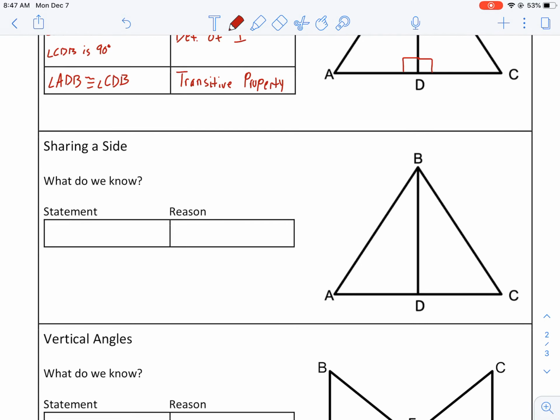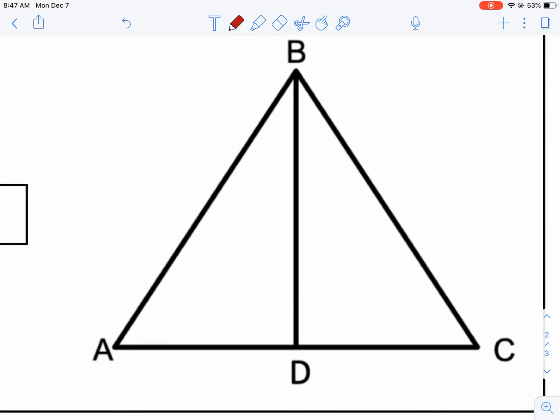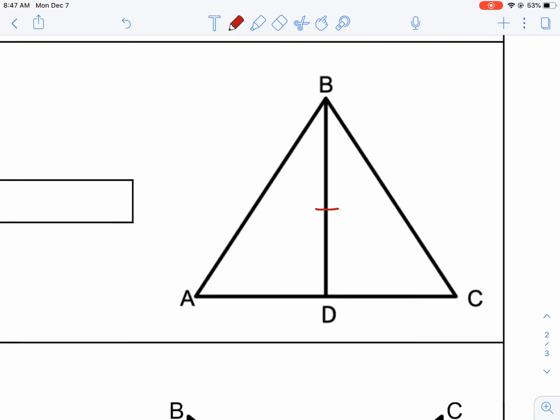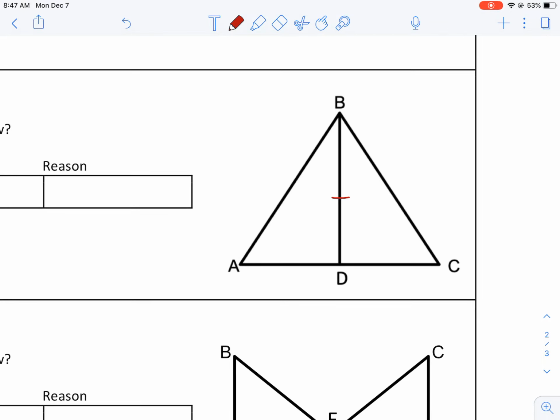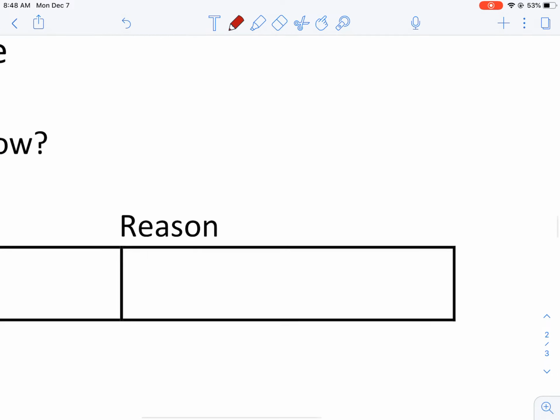Okay, sharing a side, all right? This one's not actually a given. This is something that you've got to recognize, but we talked about this last week. If two triangles are right up next to each other, that means they share a side, right? That means that side is equal to itself. So we're going to say BD, that's the side they share, is congruent to BD, and that would be the reflexive property.